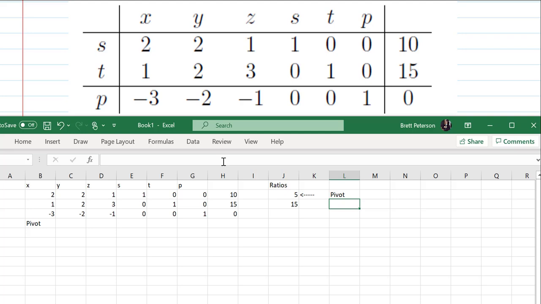So then that means our pivot element is going to be the 2. So then we have our departing variable is going to be the one from this row. So s is departing, and the incoming variable is going to be the variable from our pivot column, which is x.